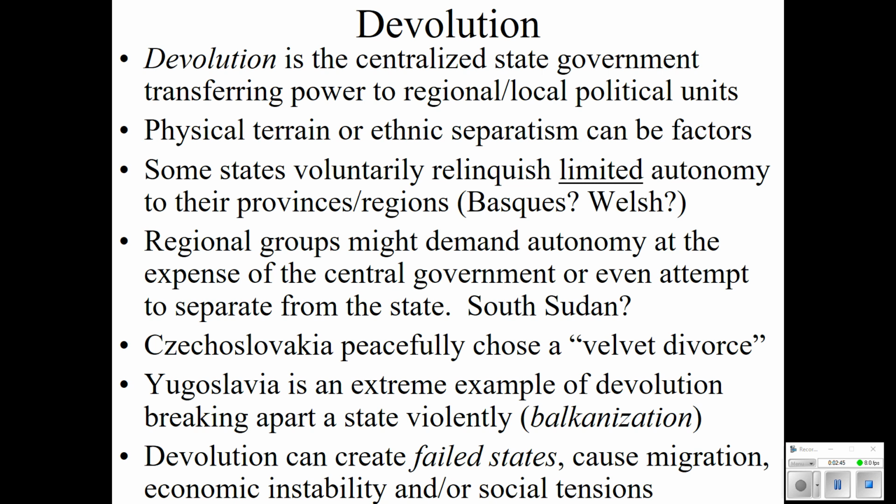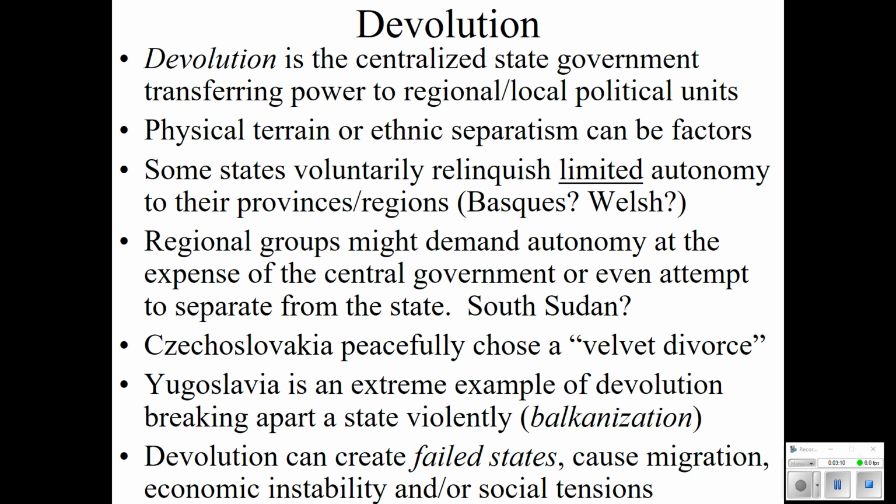And sometimes a state can choose to give these regional groups some kind of autonomy. Remember, we talked about the difference between autonomy and sovereignty, giving them a little bit of their own local decision making, their own self-control. But you have to be careful because once you give them a little taste of making their own decisions, perhaps they want more. Perhaps they really want to break away and completely separate from the state.